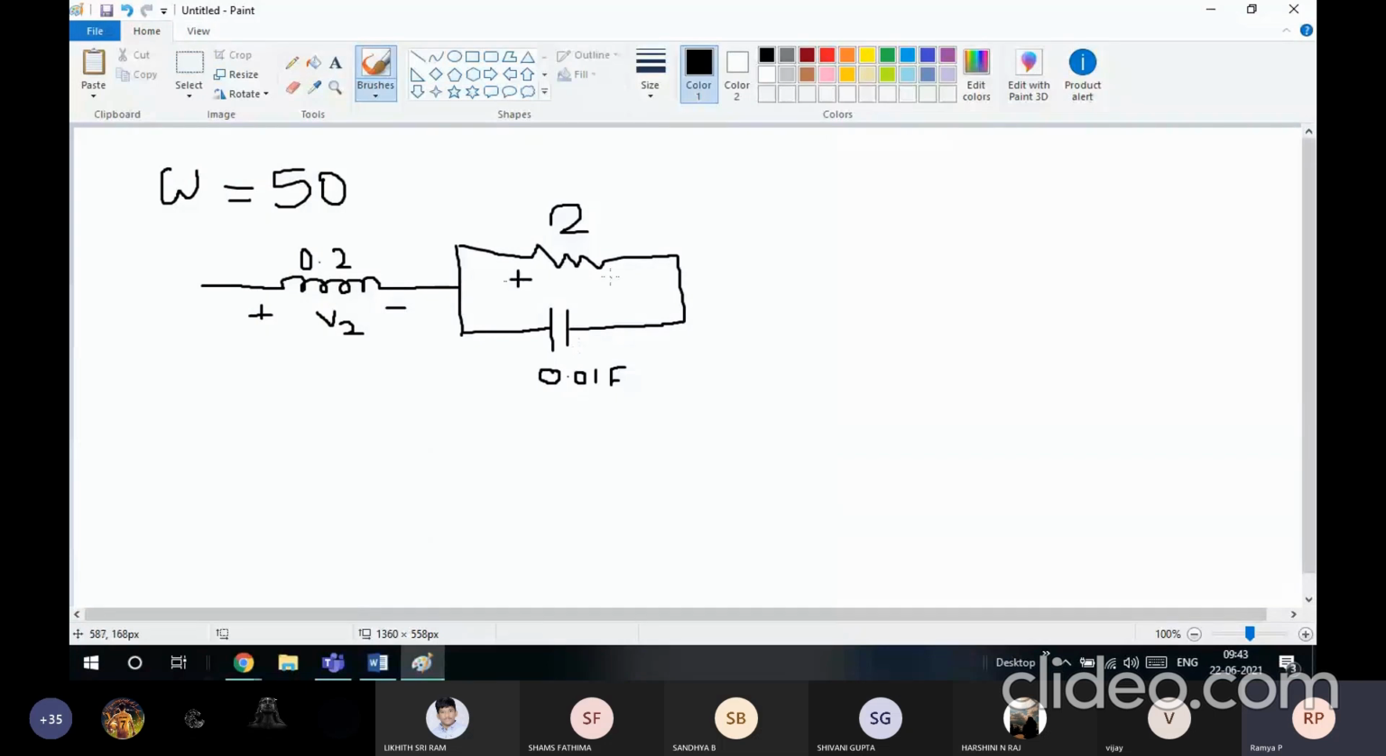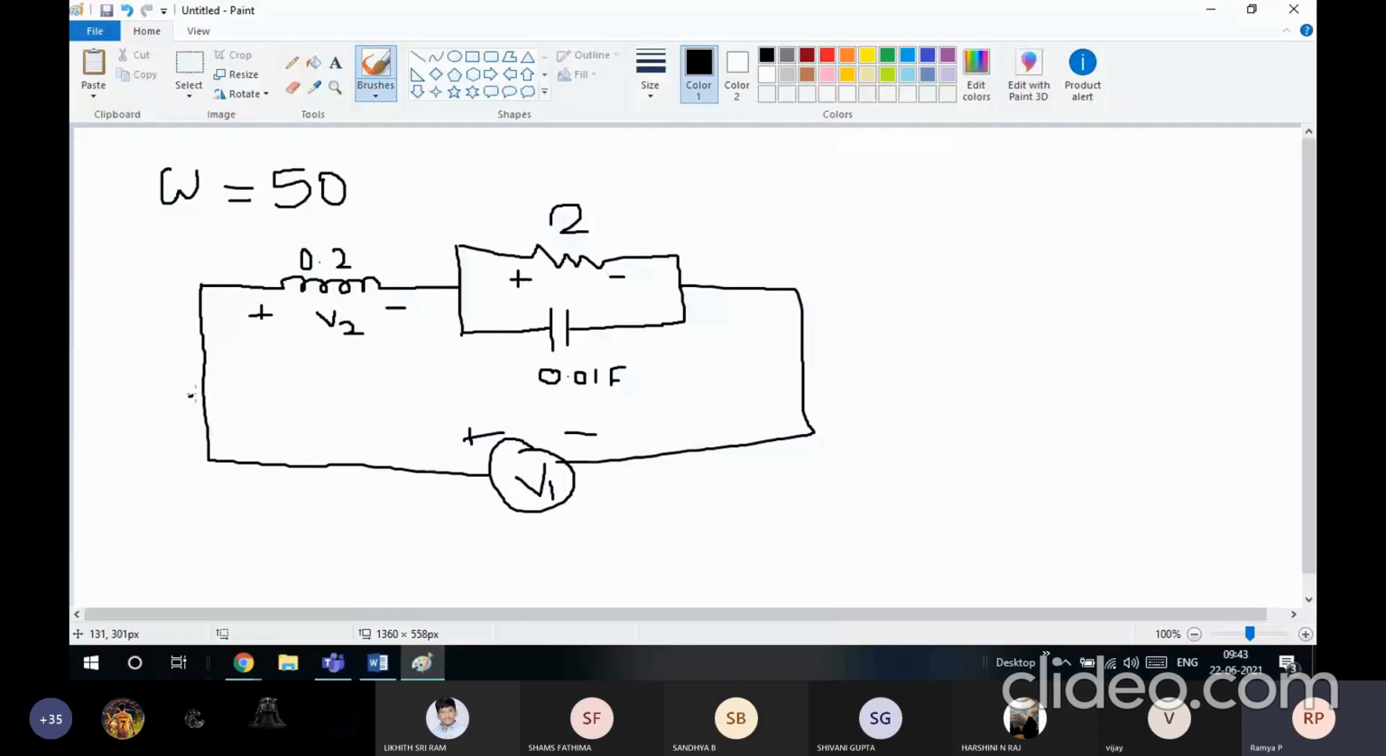This is connected to your supply voltage, positive and negative, having a voltage V1. In turn it carries a current I1, which has a value of 2 at an angle of 0 degrees, in amperes. Try to solve this.